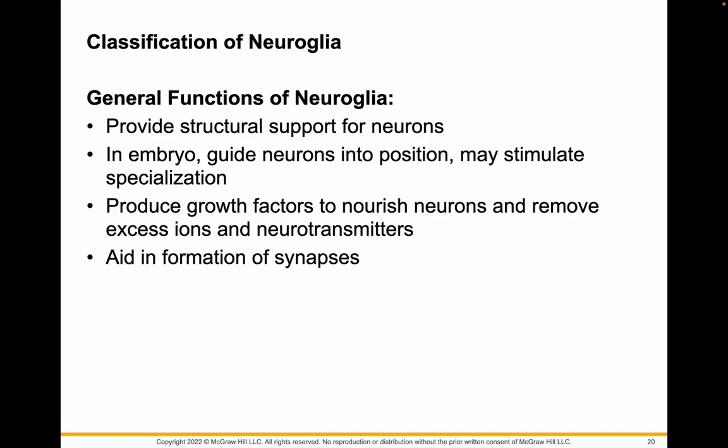Now let's look at the neuroglia that support these neurons. And in embryos, they guide the neurons into position, and they may even kind of wake them up and specialize them. They do produce growth factors to nourish the neurons, and they remove excess ions and neurotransmitters. So they're kind of like the babysitters of the neurons.